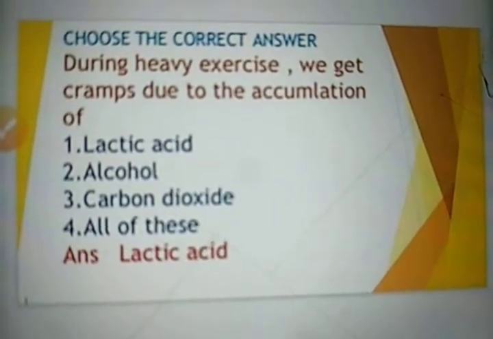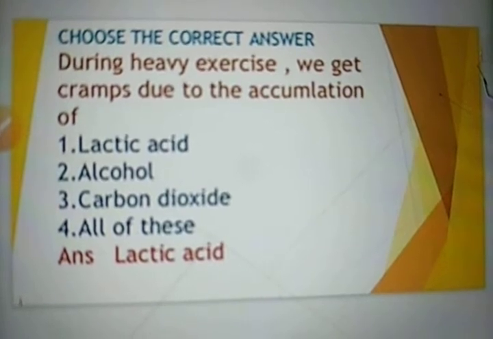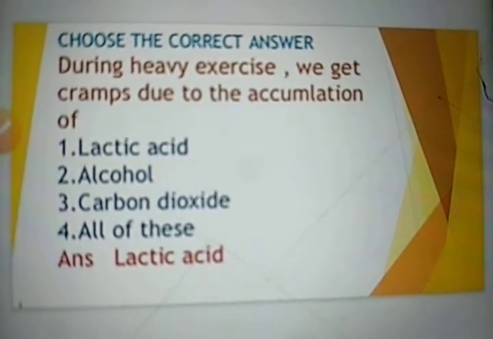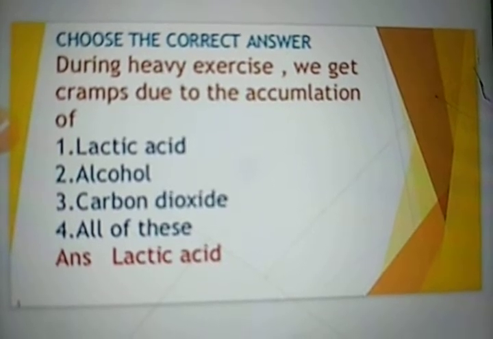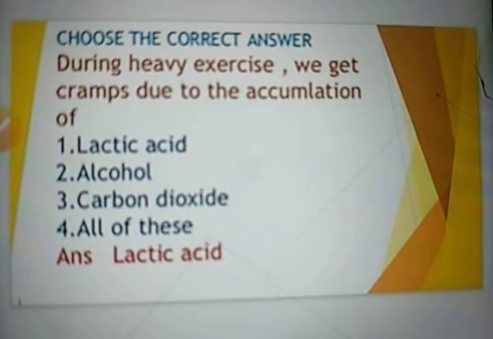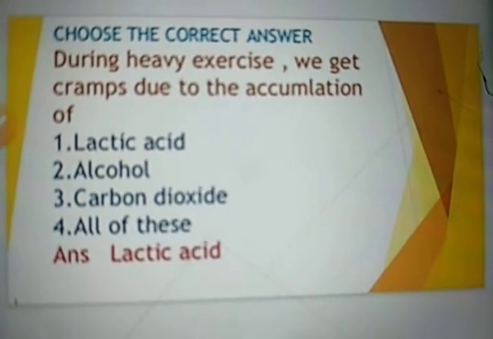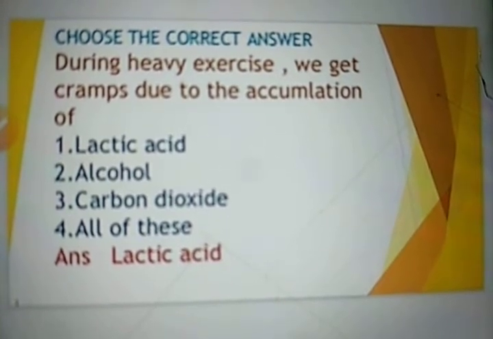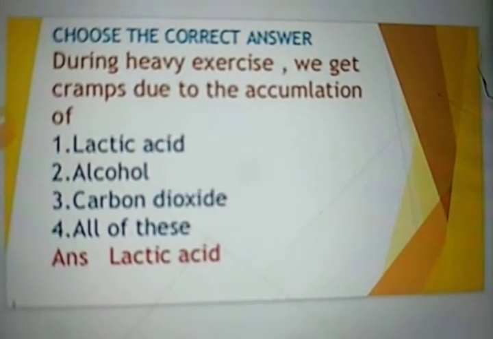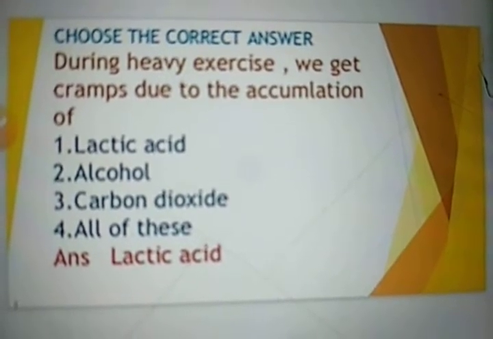Before that, we will have some questions. These questions contain the entire revision paper, with almost all the important questions. This will help you during your exam and give you an idea how the questions will be framed in the exam. So the first question is, choose the correct answer.